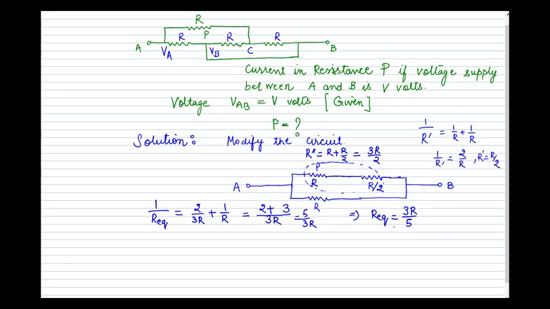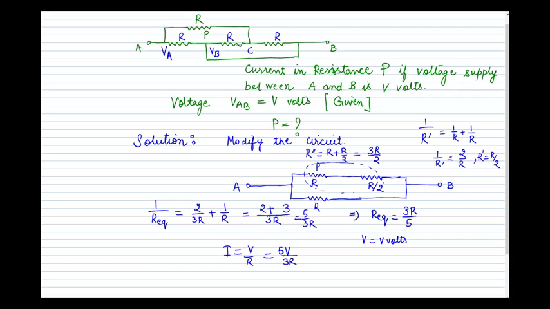Now if we know the resistance and the voltage is given to us as V volts, we can calculate the equivalent current. So I is equal to V upon R. So that is the current which is flowing.